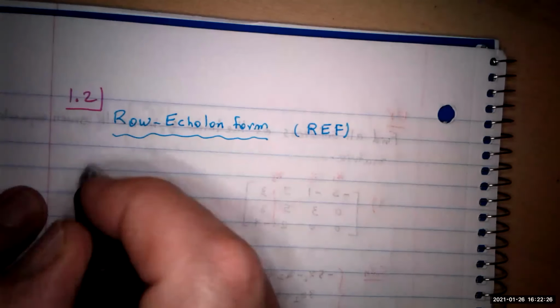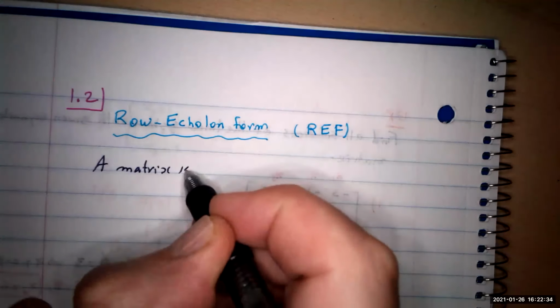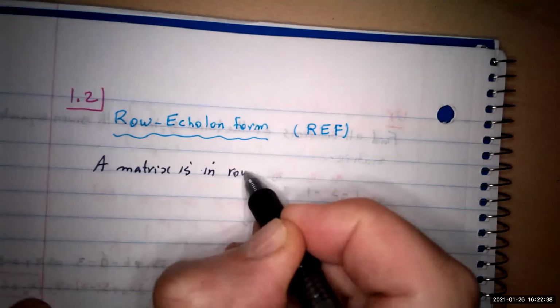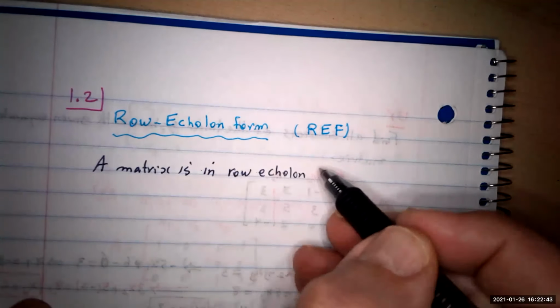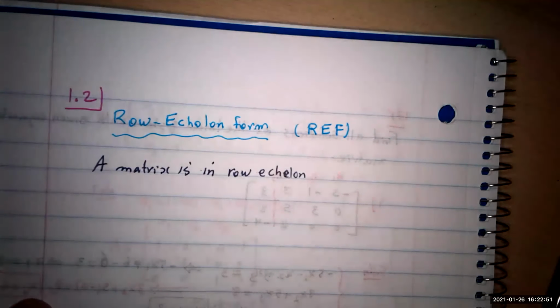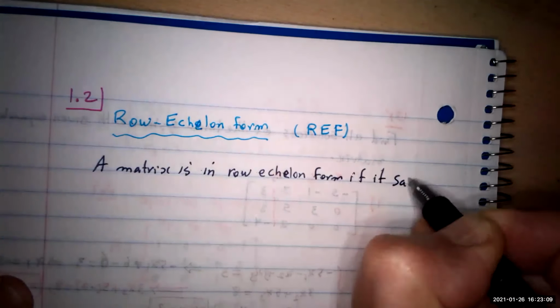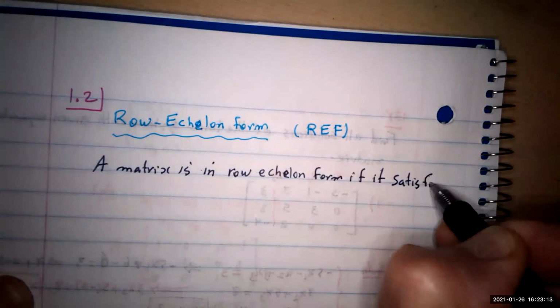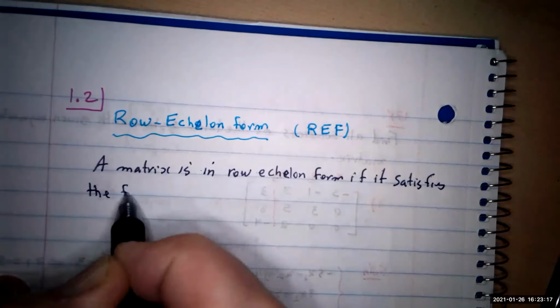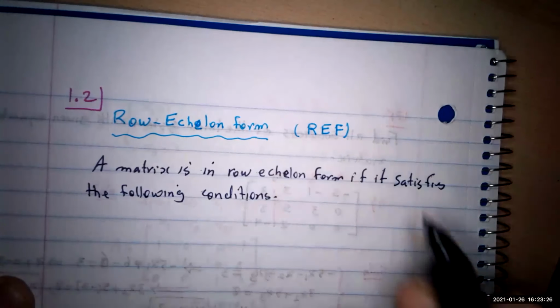A matrix, in this case just an augmented matrix for the time being, is in row echelon form if it satisfies the following conditions.